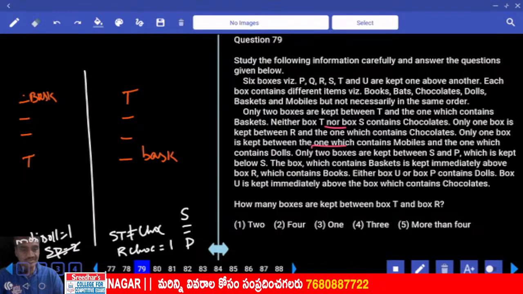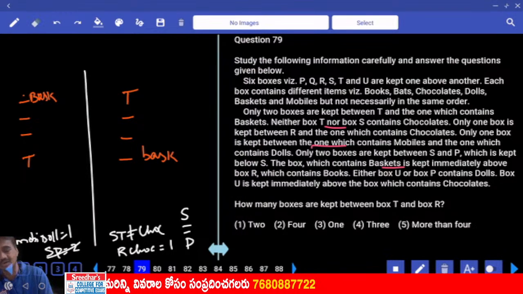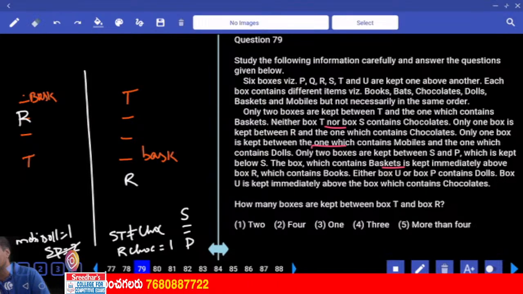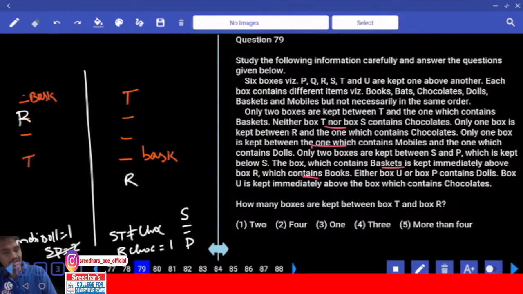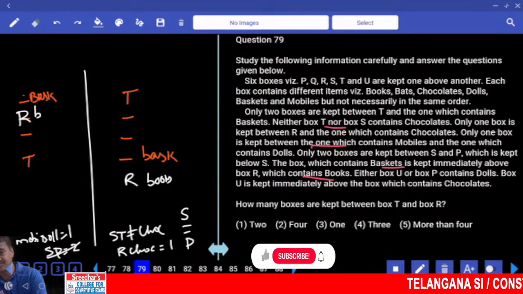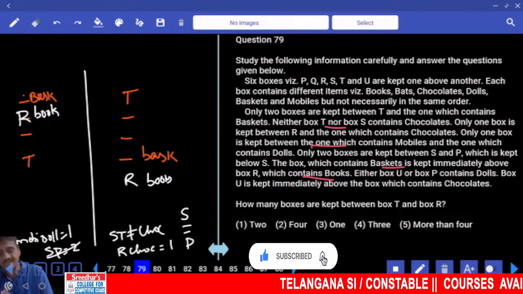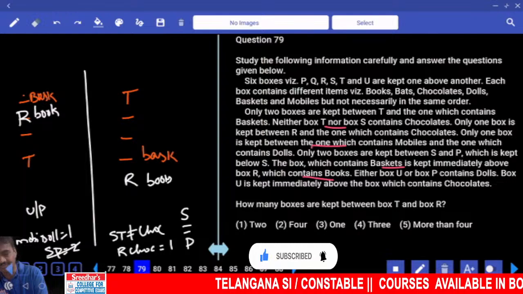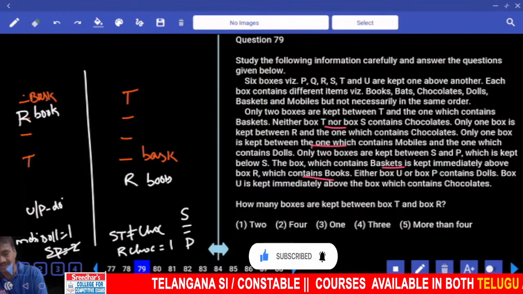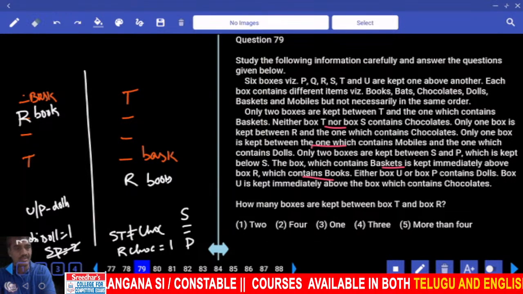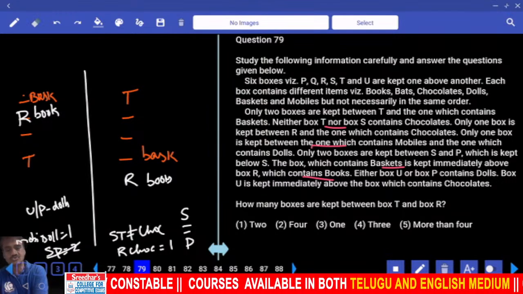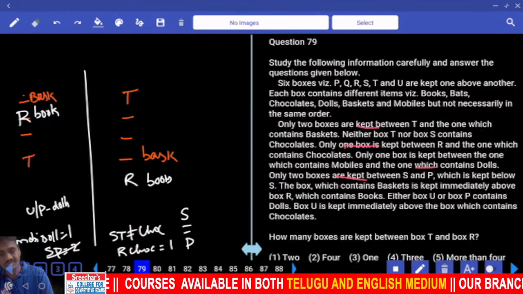Then the box which contains basket is kept immediately above R. What is immediately above R? Basket. Then either U or P contains R, which contains books. R contains what? R contains books. Now books is here. The next one, either U or P contains doll. Either U or P contains what? Doll. The next one, box U is kept immediately above chocolate. Now U is immediately above this chocolate.